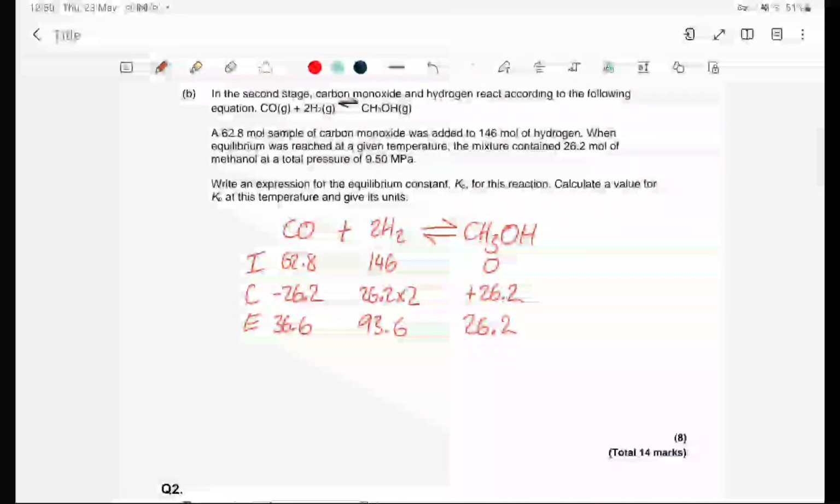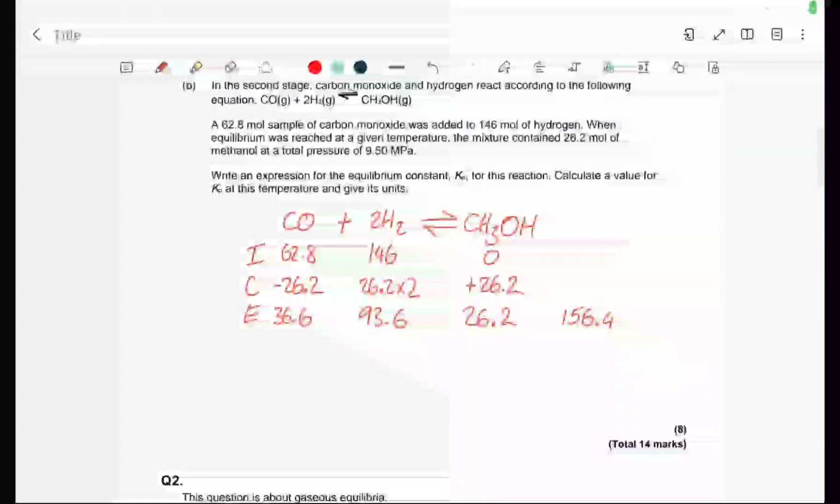Now, the next part of the answer, if you are looking at the mark scheme, does combine various factors into one concept. I like to extend my ICE table to give us the mole fraction and the partial pressure for each substance, and then I like to apply those to our Kp expression. So we start by working out the total number of moles, so we just add up the equilibrium moles of carbon monoxide, hydrogen, and methanol, which gives us 156.4, and then we work out the mole fraction for each of them by taking the number of moles of each substance and dividing by the total number of moles.